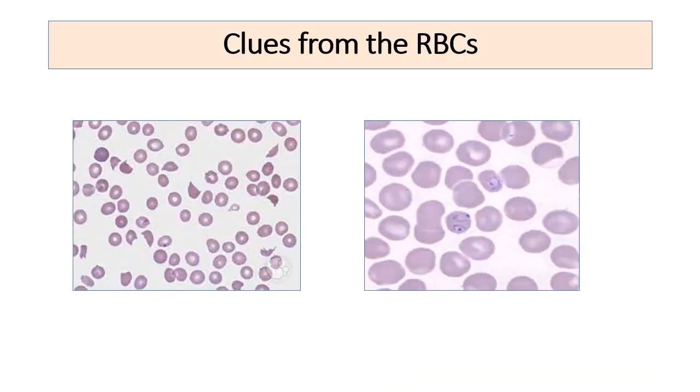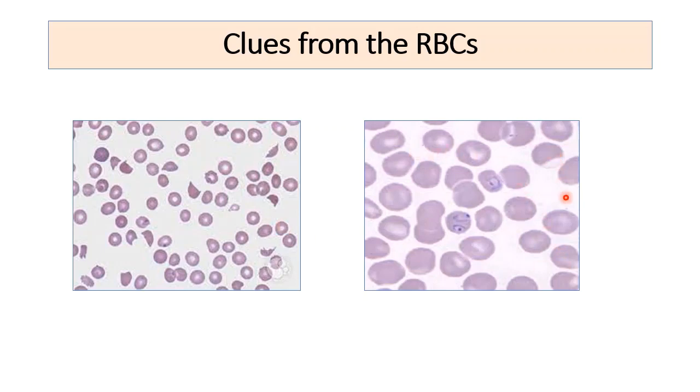What are the clues that you can get from the RBCs which can help you determine the cause of thrombocytopenia? What are you looking at here? These are all schistocytes, fragmented cells. In a peripheral smear where there is thrombocytopenia, you would think of DIC, you would think of a MAHA picture, that is your microangiopathic hemolytic anemia.